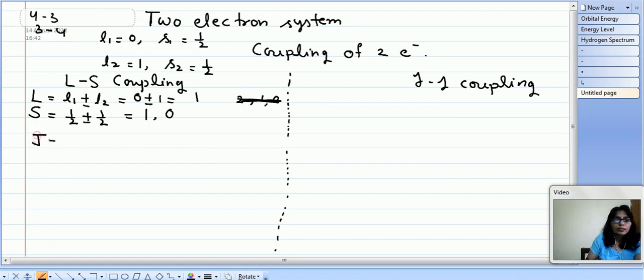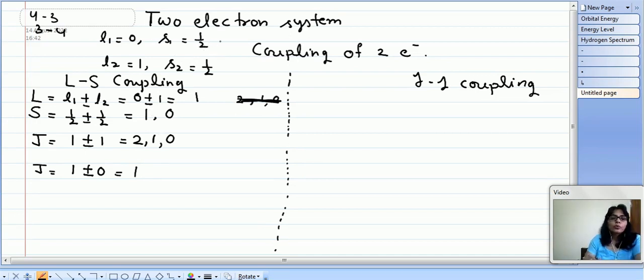Then I will calculate capital J. So capital J means 1 plus 1. First I will take this 1 and this 1. So 1 plus minus 1. So 1 plus 1 means 2, and then 1 minus 1 means 0. So it will be 2, 1, 0. So 3 terms. And then I will take another set where L is equal to 1 and S is equal to 0. So it will be 1 plus minus 0. So 1 plus 0 means 1, 1 minus 0 means 1. So there is only 1. Means now by coupling two electrons given by these two states, we have four states of the atom. Three states and then one more, four states.